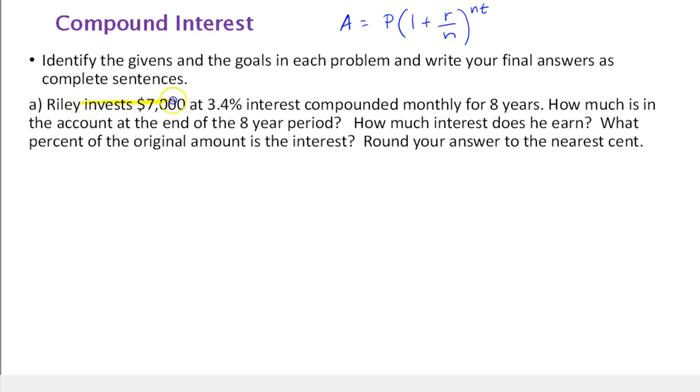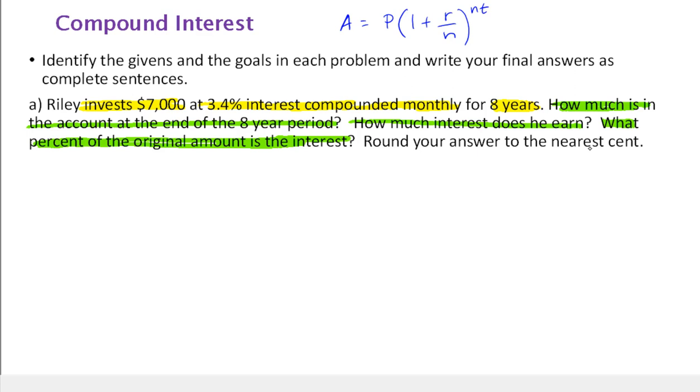So Riley invests $7,000 at 3.4% interest compounded monthly for 8 years. Okay, so that's a lot of given information. Next, we're asked the question, how much is in his account at the end of the 8-year period? We want to know how much interest he earned and what percent of the original amount is interest. And we're going to round our results to the nearest cent or 2 decimal places.